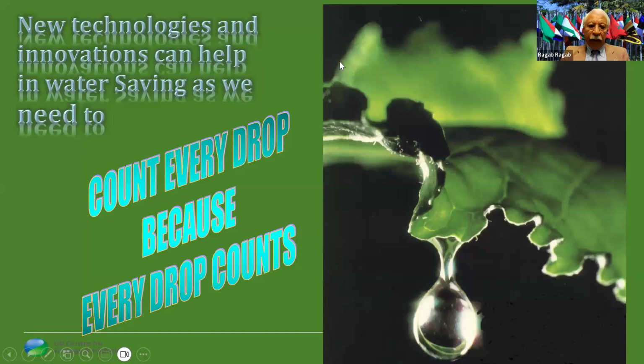New technologies and innovations can help in water saving, as we need to count every drop, because every drop counts.